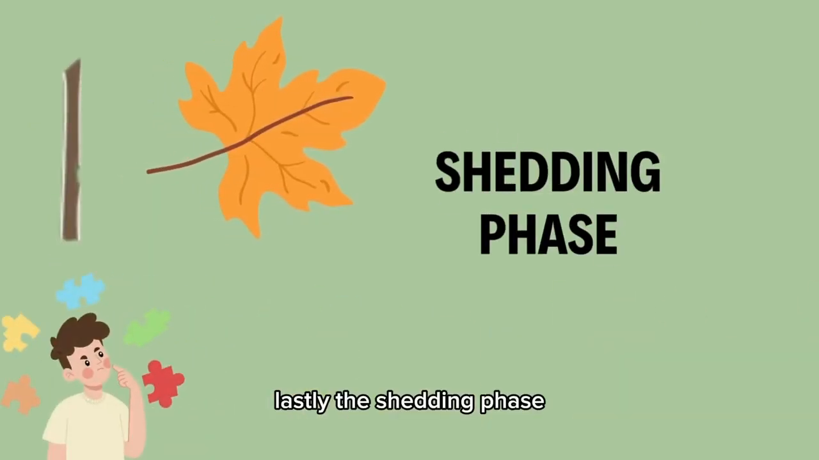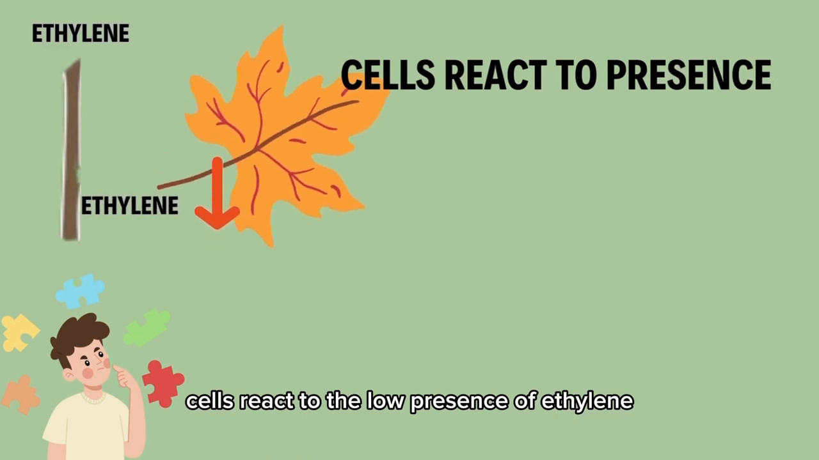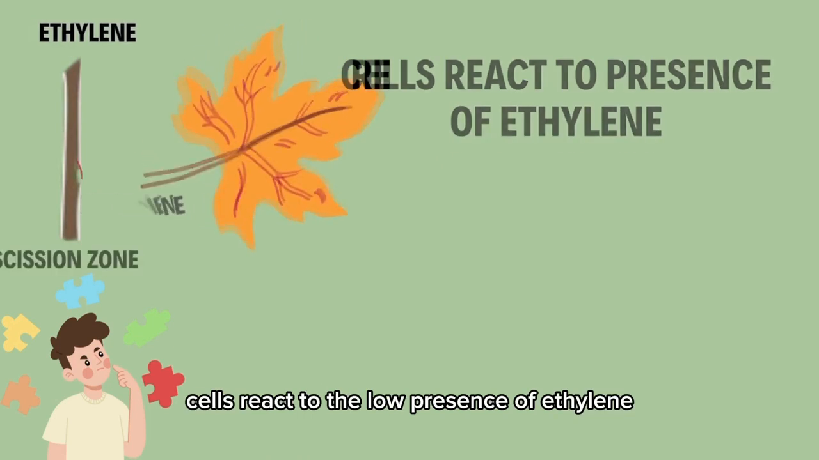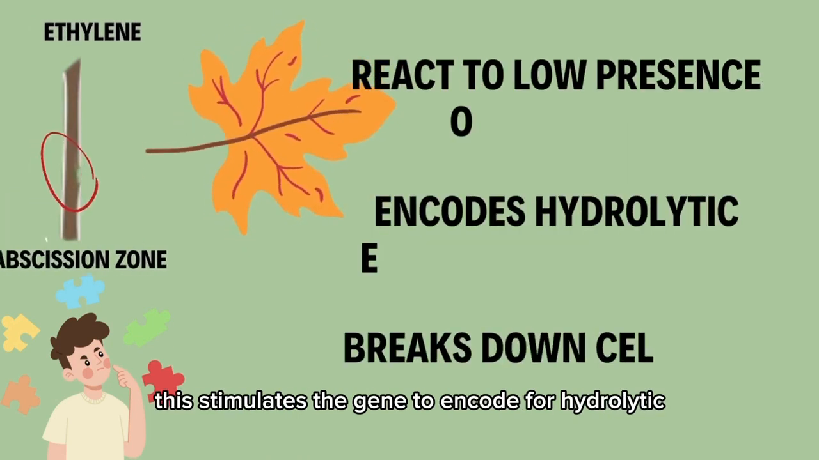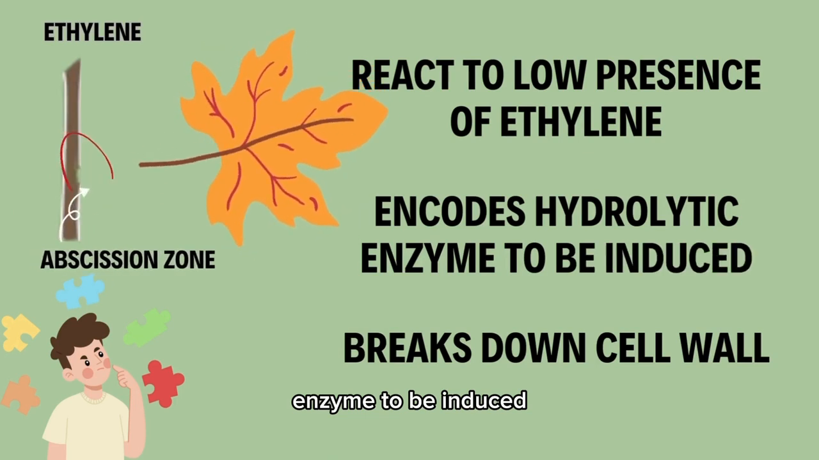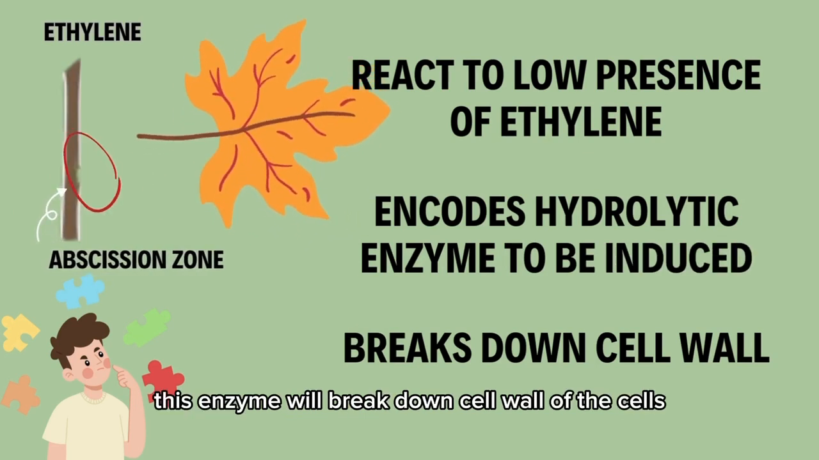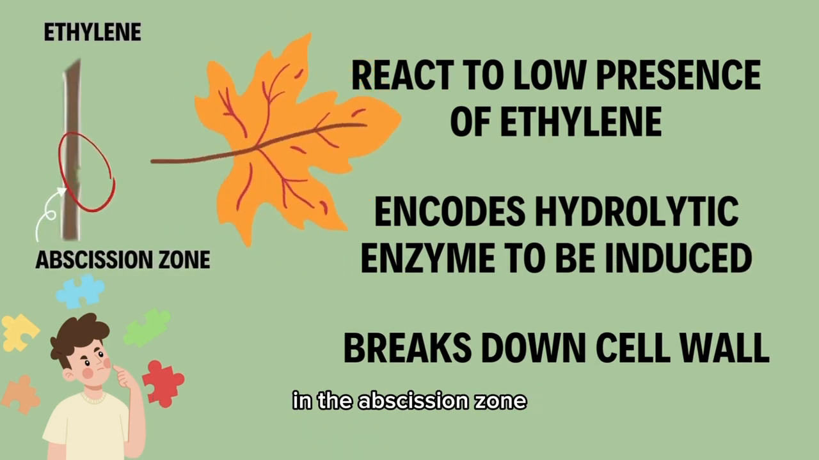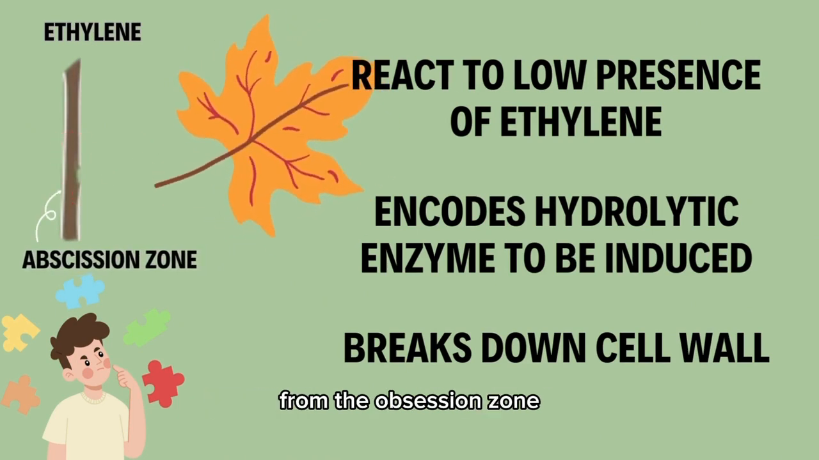Lastly, the shedding phase. In this phase, cells react to the low presence of ethylene. This stimulates the gene to encode for a hydrolytic enzyme to be induced. This enzyme will break down the cell wall of the cells in the abscission zone, resulting in the shedding of the leaves from the abscission zone.